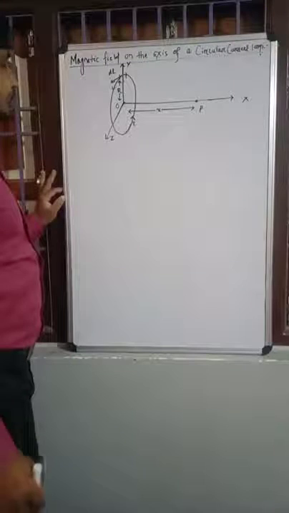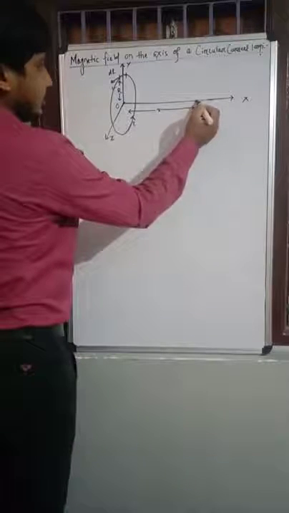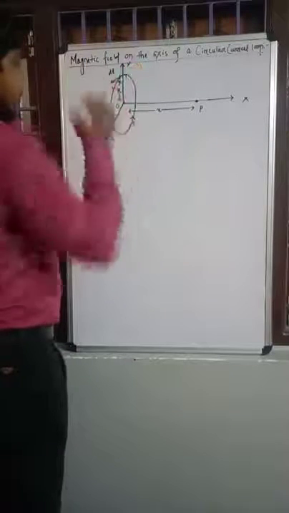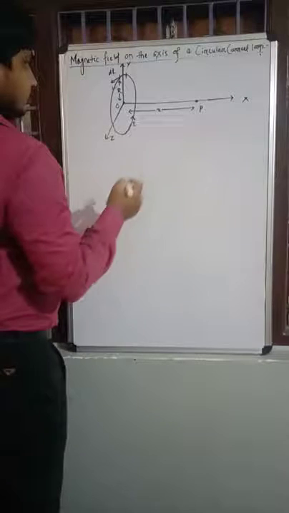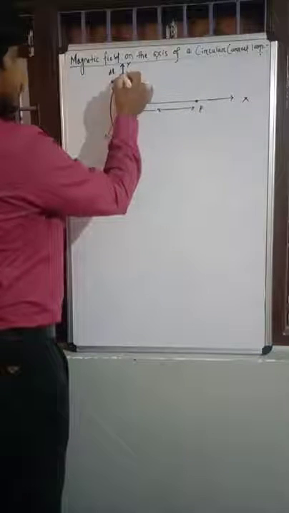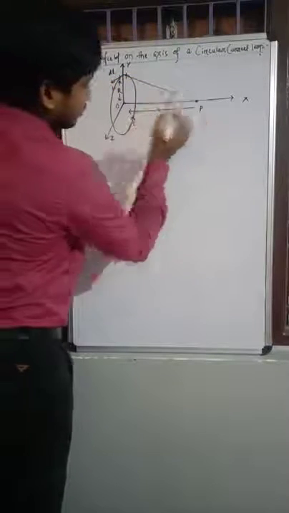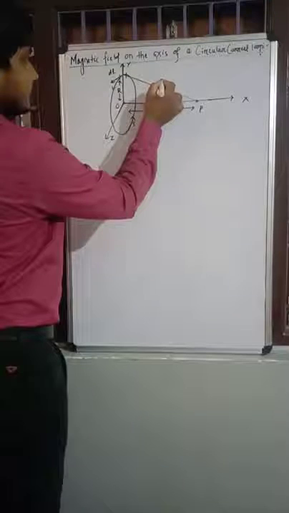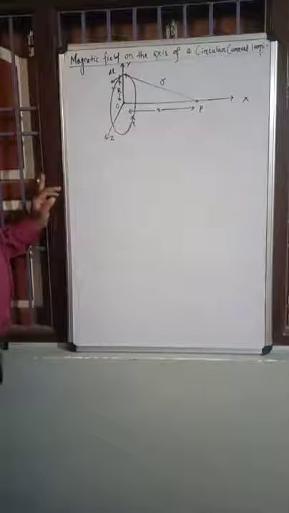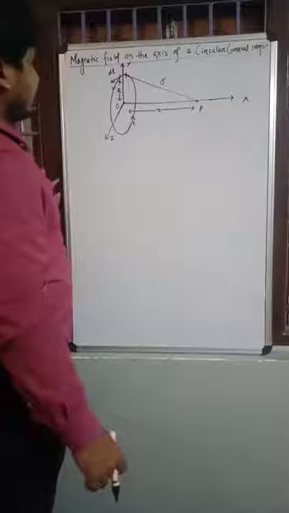Now at the point P, the magnetic field due to this current element dl will be given by, for that we need the position vector of this point P from this dl. Let us join this one. Let this small r be the position vector of this point P from the current element dl.